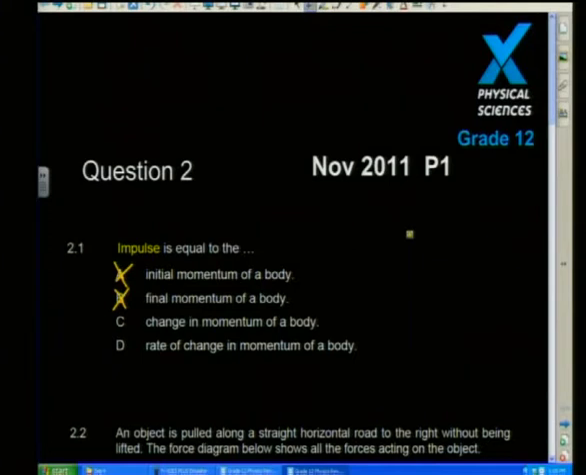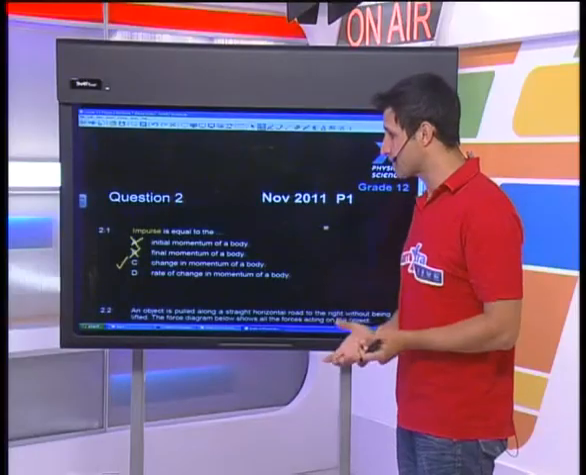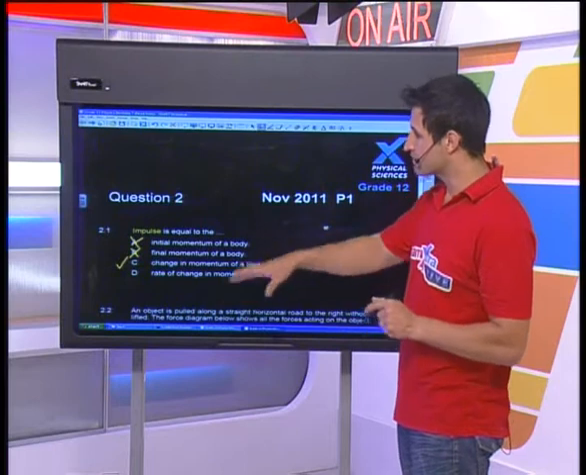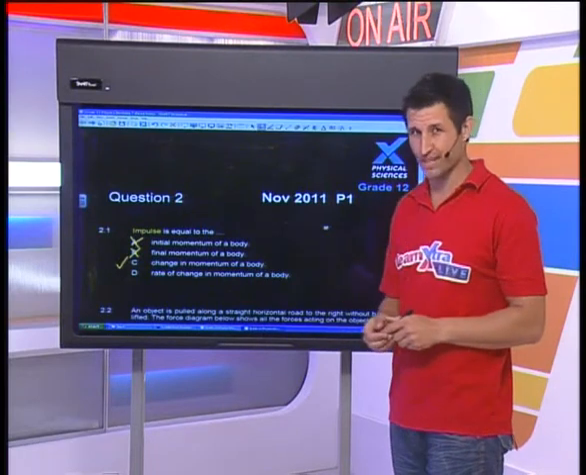Now we're left with a 50-50 choice, and that really improves my chances. Okay, so now let's start to take a look at some of these other bits and pieces. The change in momentum of a body. Well, that was my first option, so I think I've got option C. But now let's just investigate option D and check if that might be right. The rate of change in momentum of a body.